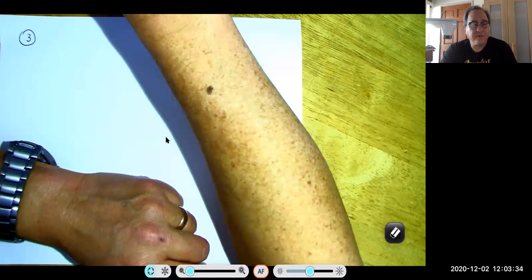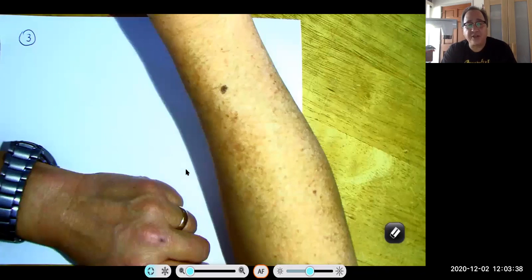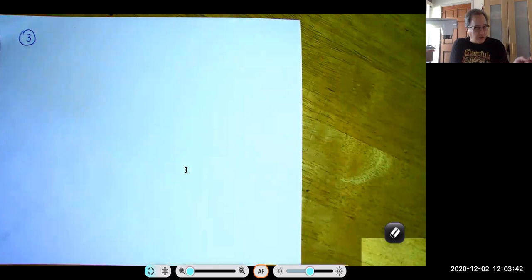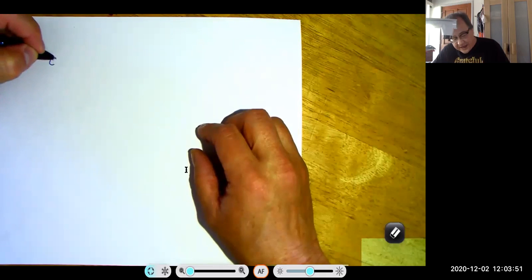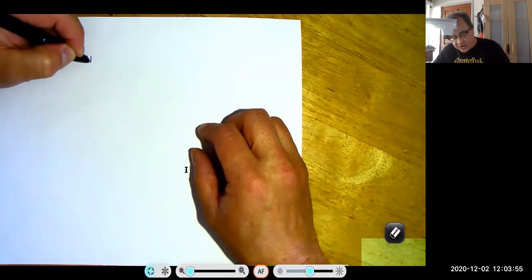Okay. For each compound below, decide whether cis-trans isomerism is possible. Okay, so let me give you one that is not shown there so that we can look at cis-trans isomerism. So here is a compound, CHCl double bond CHF.